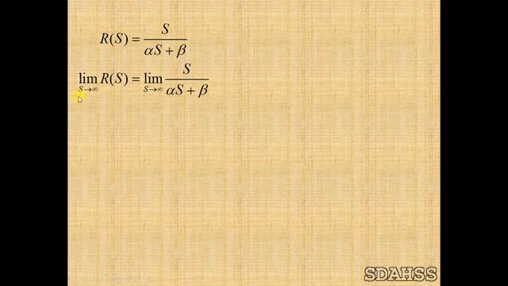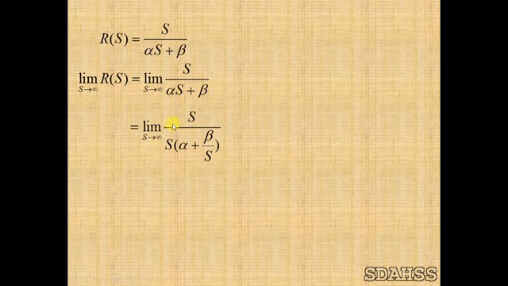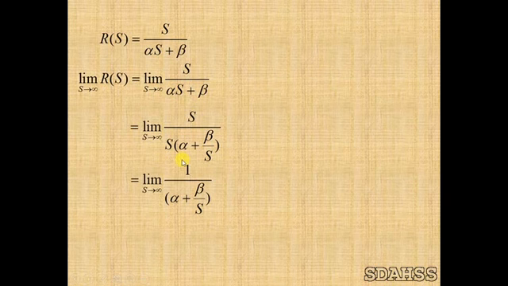So here R of S is equal to S by alpha S plus beta. Now you have to apply the limit on both sides. So you have limit S tends to infinity R of S is equal to limit S tends to infinity S by alpha S plus beta. Limit S tends to infinity S divided by, in the denominator S you take outside, so you have S into alpha plus beta by S. S cancel. Then you apply the limit. So you have 1 divided by alpha plus beta by infinity, which is 0. So 1 by alpha.